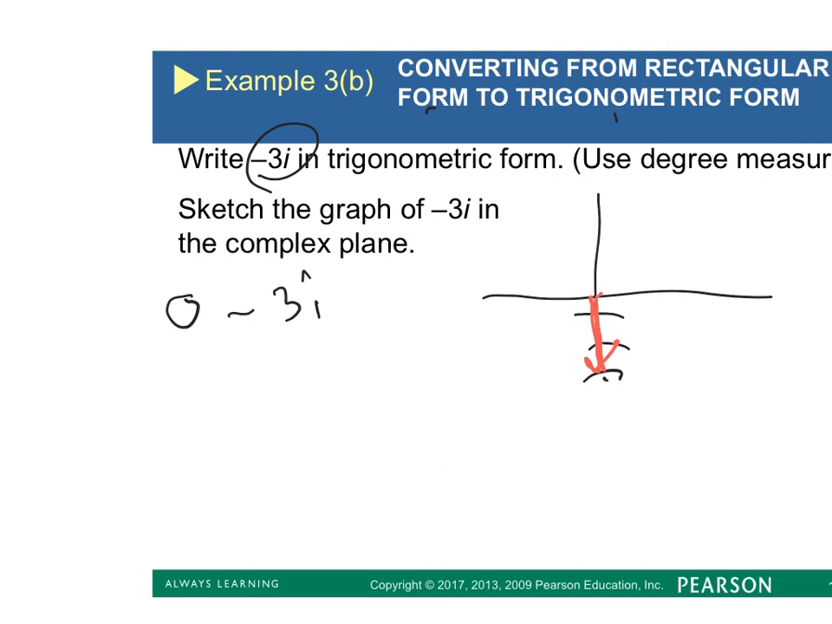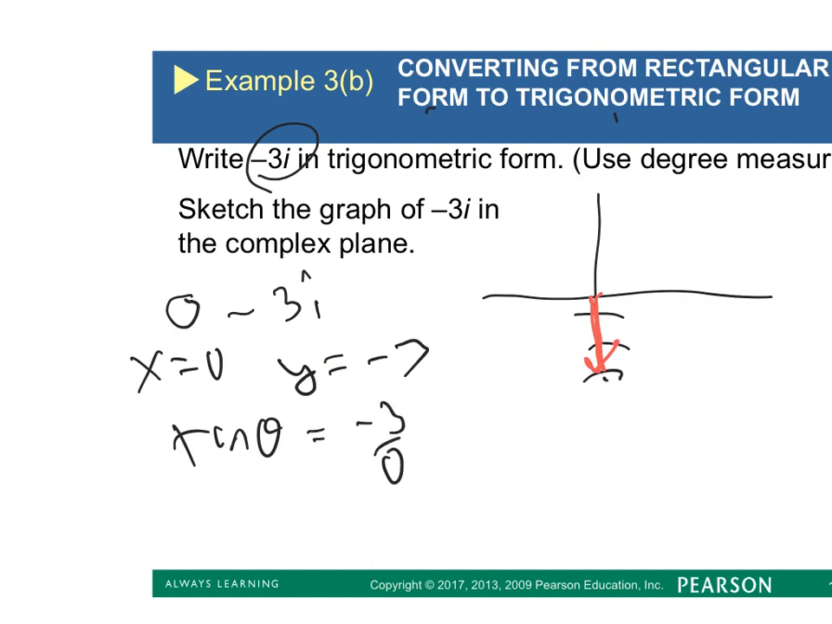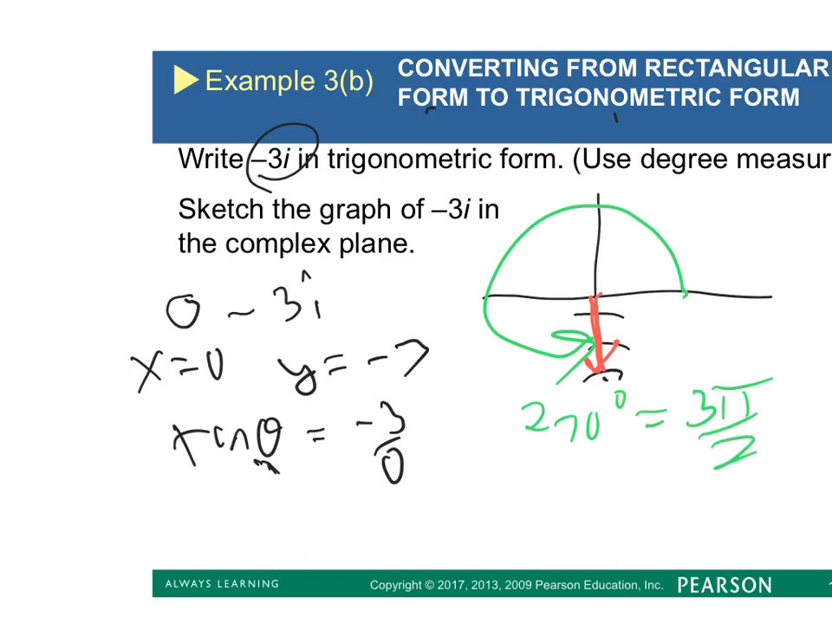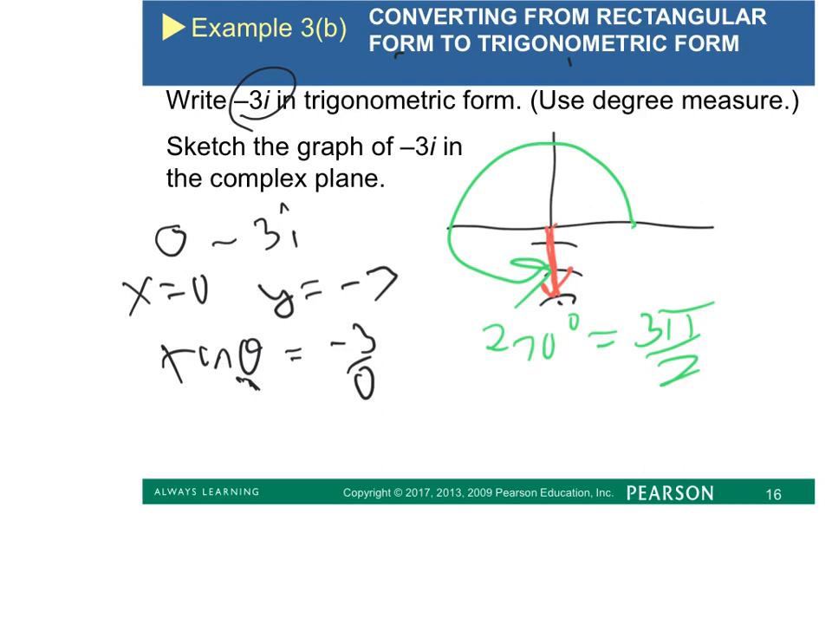The tricky thing, guys, is if I talk about my x being 0 and my y being negative 3, my tangent of theta would have to be y over x. Well, you can't do this. So how am I going to get my angle? Let's use some common sense here. Start from here, go around. What's that angle? That's 270 degrees, or 3 pi over 2 if you keep it in radians. So we already know my angle: theta is 270 degrees, or 3 pi over 2 in radians.